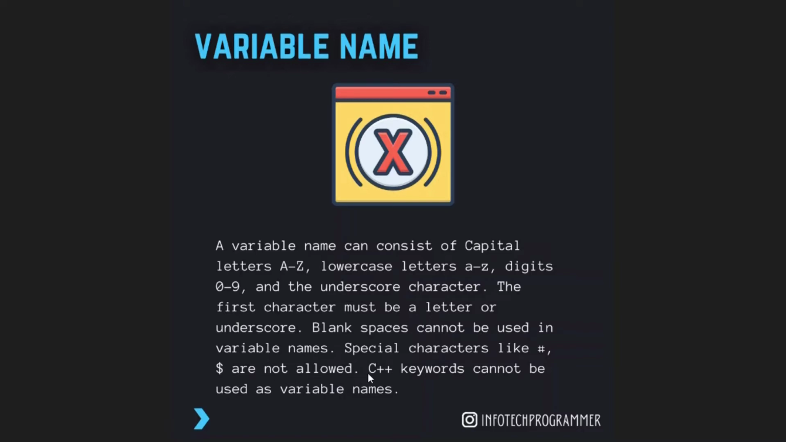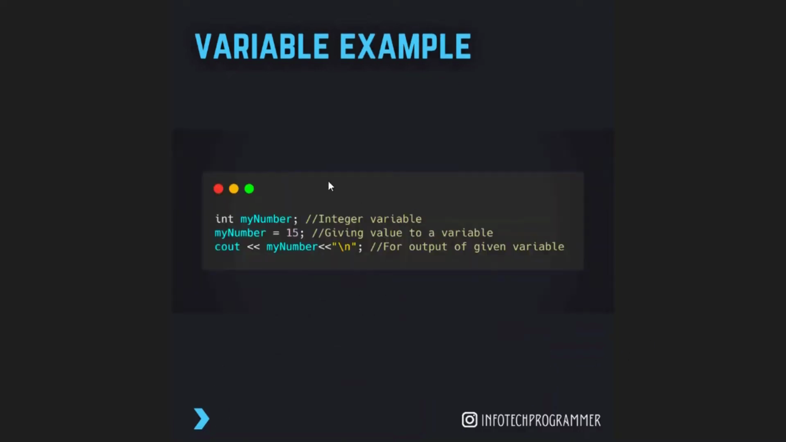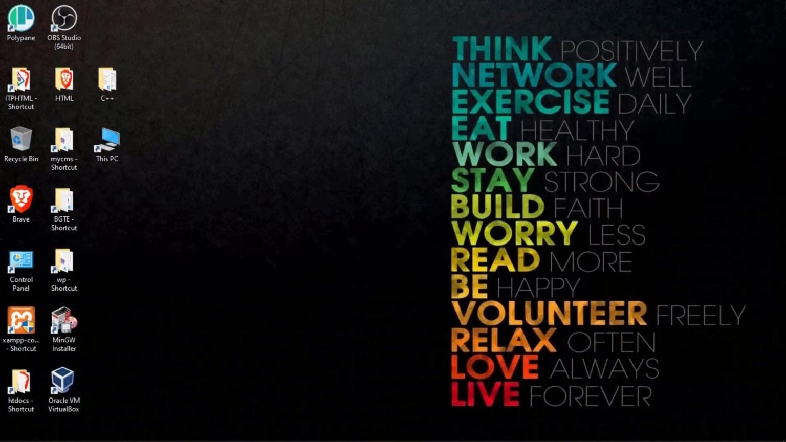The first character must be a letter or underscore. Blank spaces cannot be used in variable names. Special characters like hash and dollar are not allowed. C++ keywords cannot be used as a variable name. You can see an example here. int my number is an integer variable, then my number equal to 15 means giving a value to the variable, and then outputting that variable. So now we will implement a program.